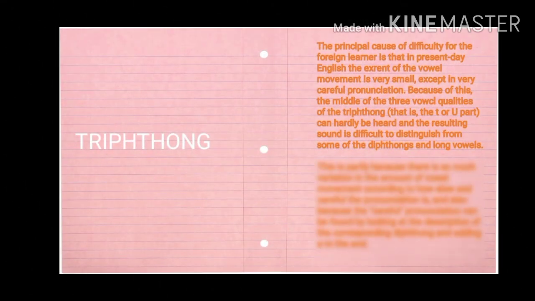The principal cause of difficulty for the foreign learner like us is that in present day English, the extent of the vowel movement is very small, except in very careful pronunciation. Because of this, the middle of the three vowel qualities of the triphthong can hardly be heard, and the resulting sound is difficult to distinguish from some of the diphthongs and long vowels.